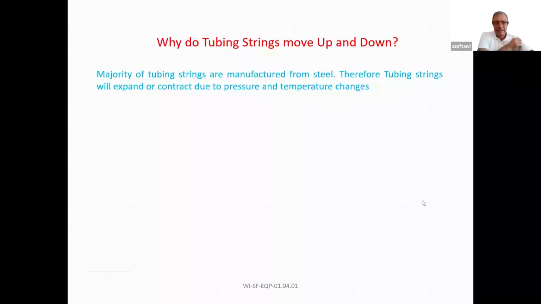Yeah, finally I received an answer, which is true: due to temperature effect. The production tubing is metal, right? So it is affected by temperature. So we have to consider this, and we have to put in an accessory that can absorb this fluctuation of length due to the change of temperature.